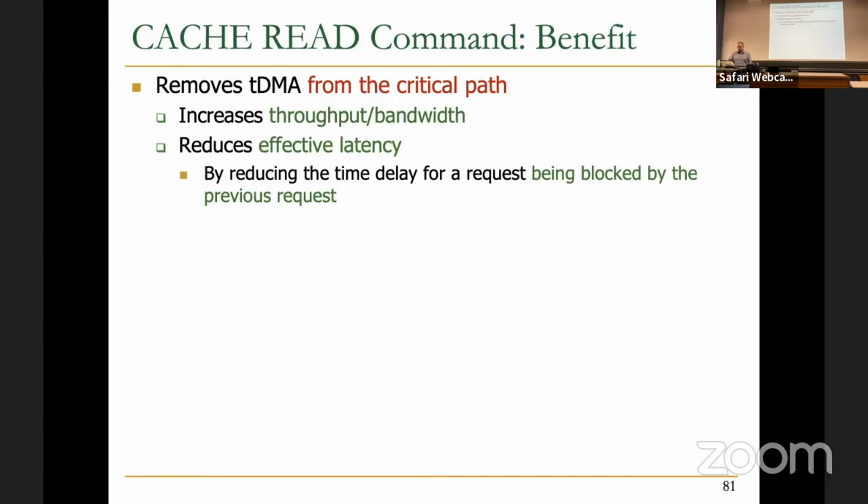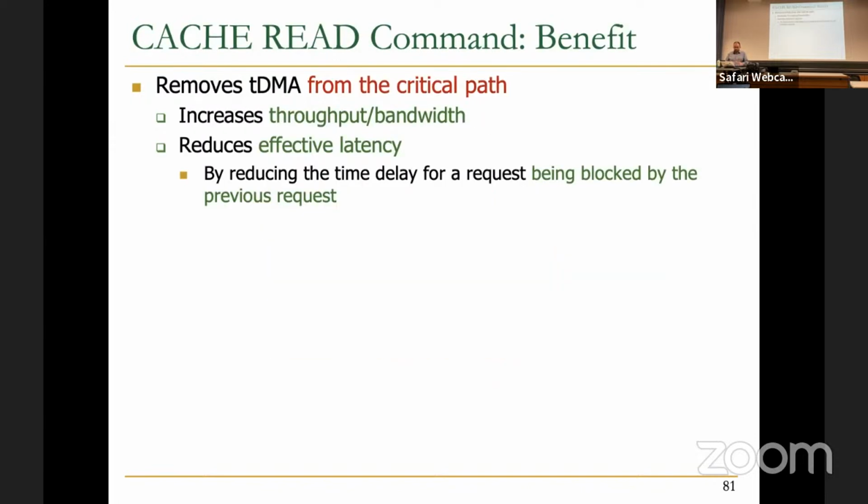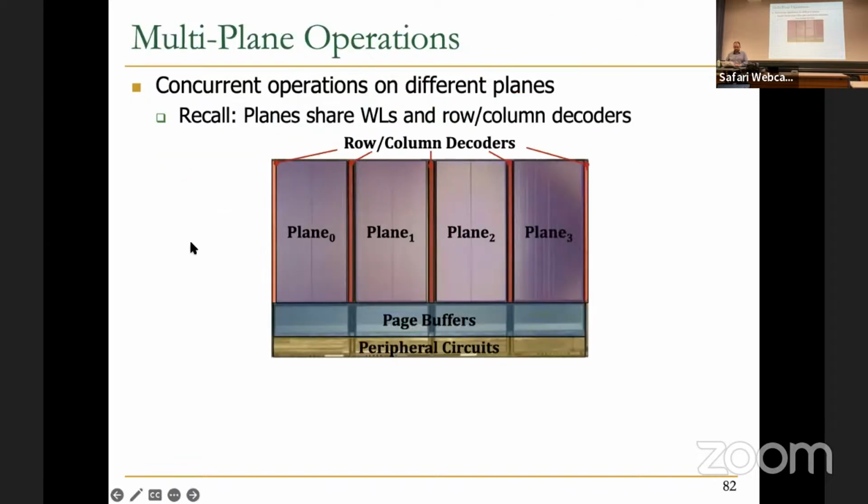Okay, so removing TDMA from the critical path increases throughput and bandwidth, and it reduces effective latency, as we discussed. It doesn't really reduce latency for every command or every request, but overall, since you have higher bandwidth, your effective latency is lower. But as I said, it doesn't come free, and you need to add more buffers.